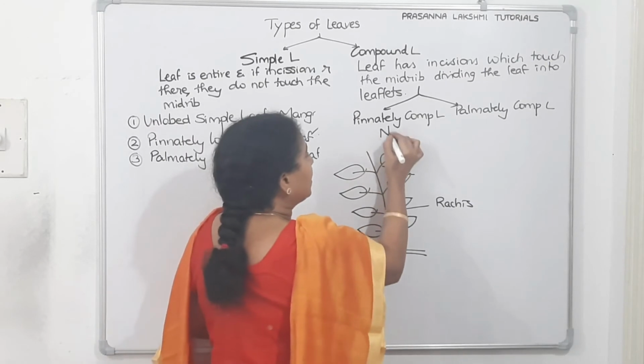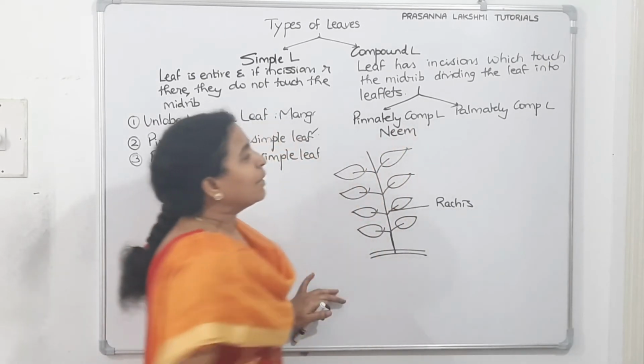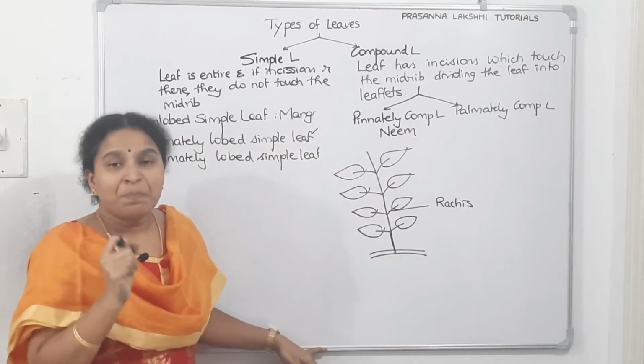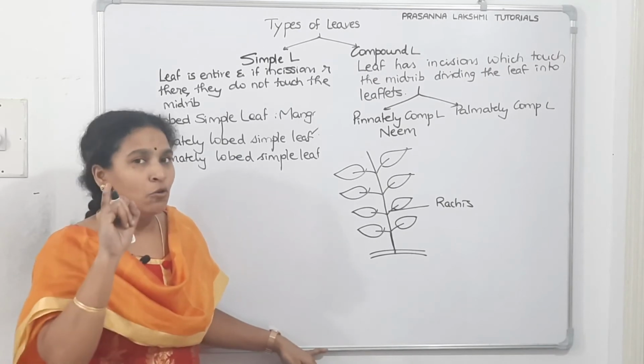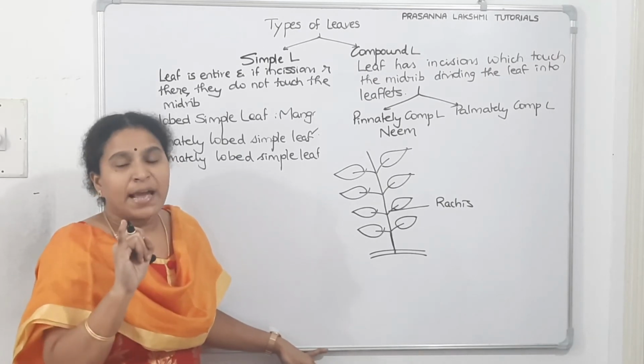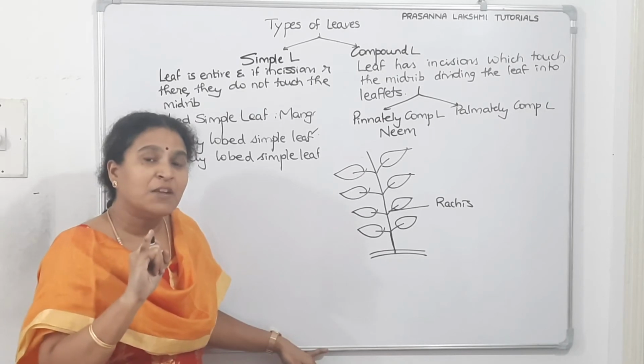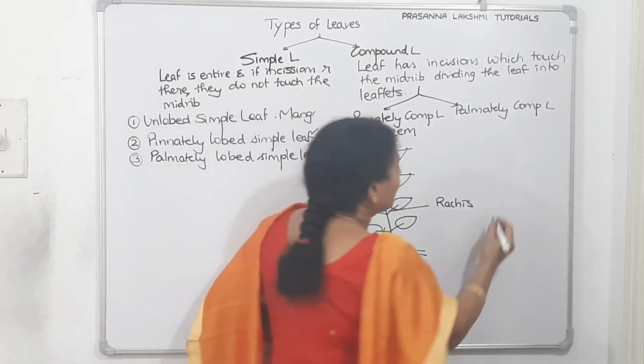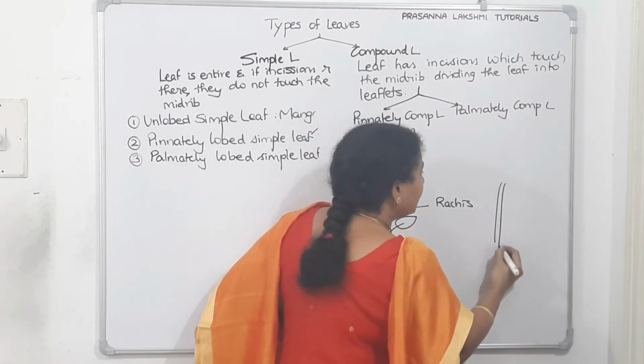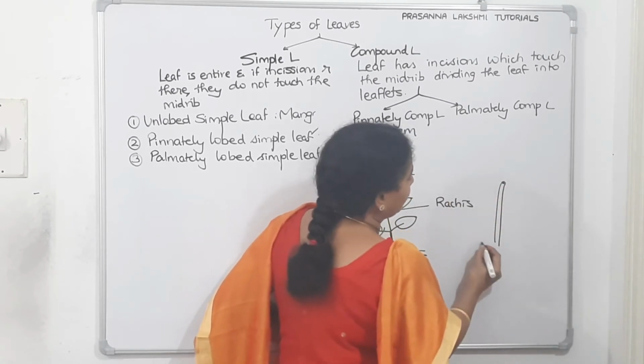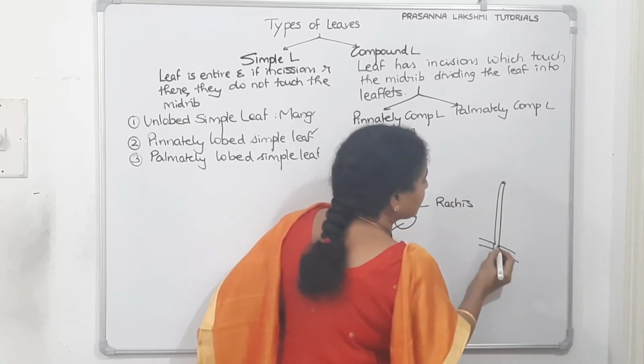Neem is an example. Now, coming to palmately compound leaf. In palmately compound leaf, we will tell there is no rachis, first point. When there is no rachis, then how are the leaflets arranged? All the leaflets are arranged at the tip of the petiole. This is the petiole, right? Here is the stem and this is the node.